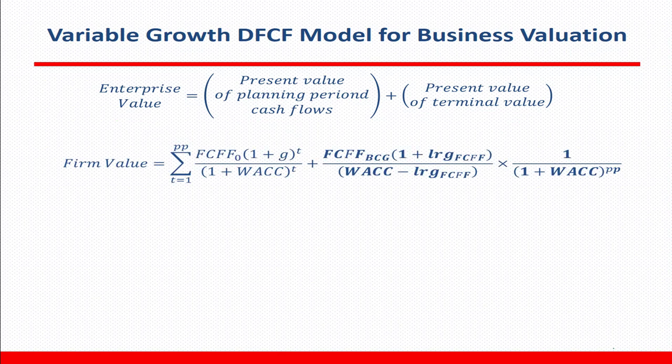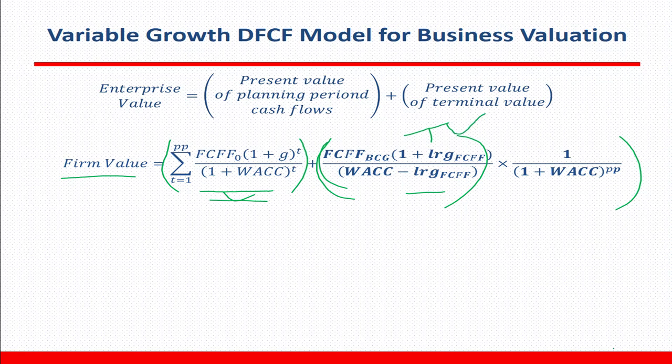The formula to compute the value is this. Here the firm value is the sum of the two components. The first component refers to the present value of the cash flow that occurs during the high growth period. The second component refers to the present value of terminal cash flow.